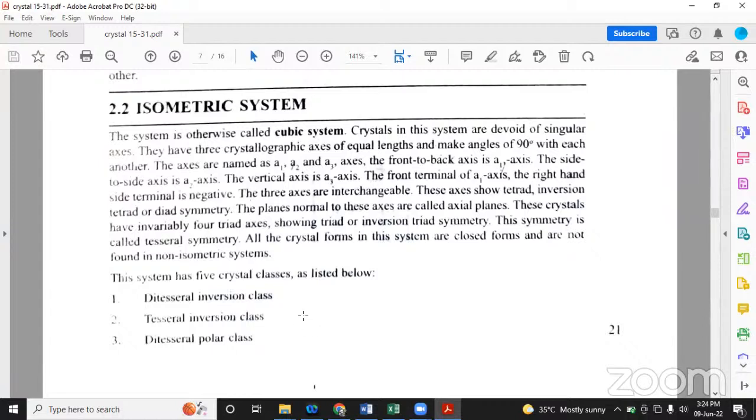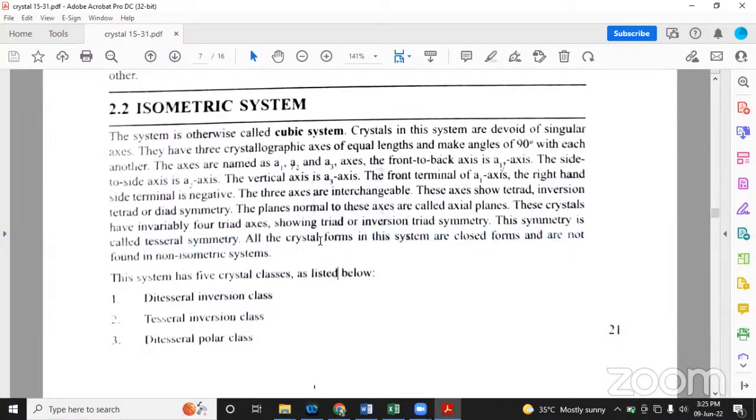The isometric system has 5 classes. How are the classes divided? They are called crystal classes, based on the nature of the elements of symmetry. Observe the planes of symmetry; these axes are called the axial planes. These crystals have an invariable four triad axis or inversion triad symmetry. This symmetry is called tesseral symmetry.